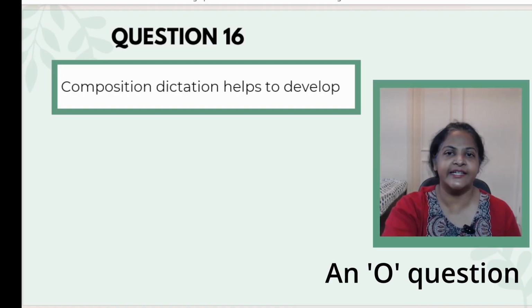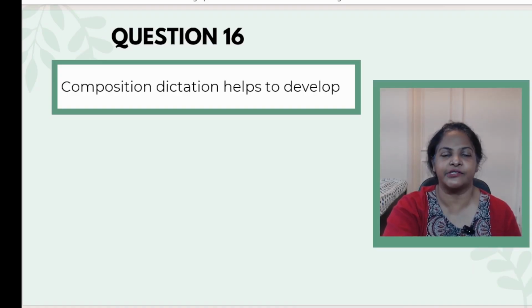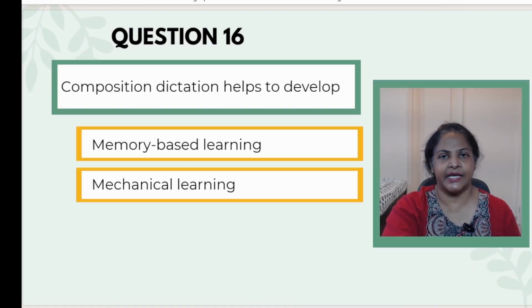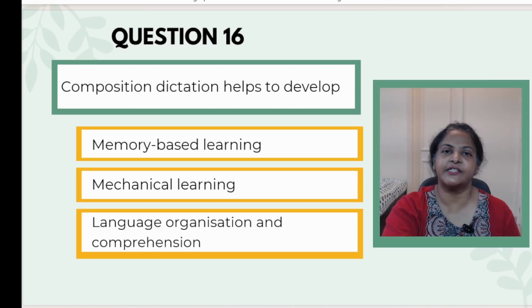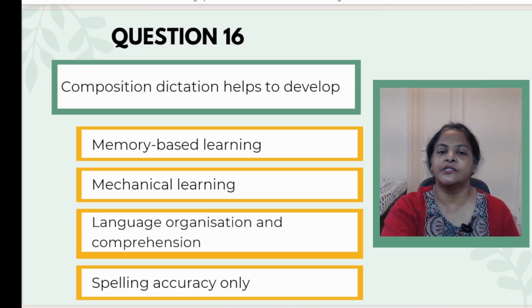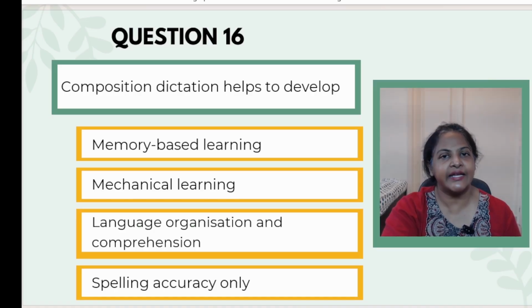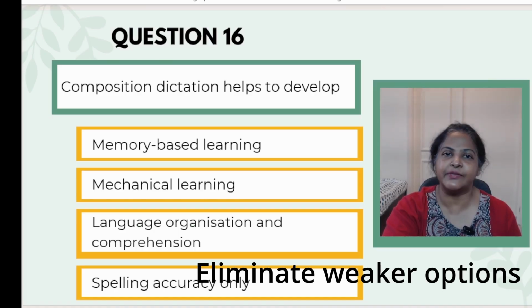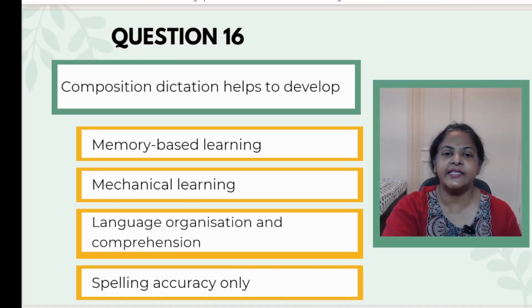So what is the intended learning outcome? So this is an O question. Memory-based learning, mechanical learning, language organization and comprehension, spelling accuracy only. So here for the framework, we will directly move to the weaker options, eliminate them totally. Anything that is very narrow, you will absolutely eliminate.